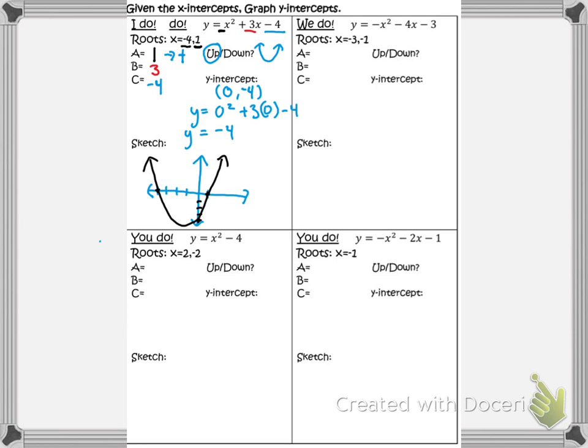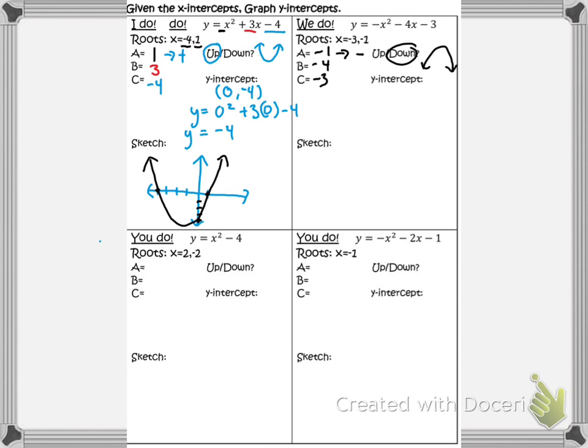Alright, let's see if you could do the redo. Alright, so trying this redo with me. We have y is equal to negative x squared minus 4x minus 3. And we have our two roots at negative 3 and negative 1. Go ahead and give me the A, B, and C values, please. That is correct. If you gave me negative 1, negative 4, negative 3, you are correct. Does this open up or down? How do you know? That is correct. It opens down because the A value is negative. That means it's going to open like this.